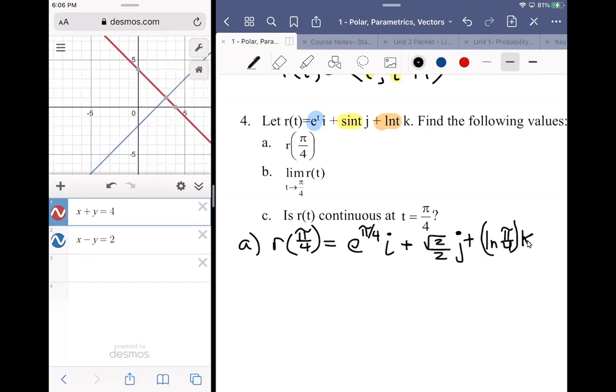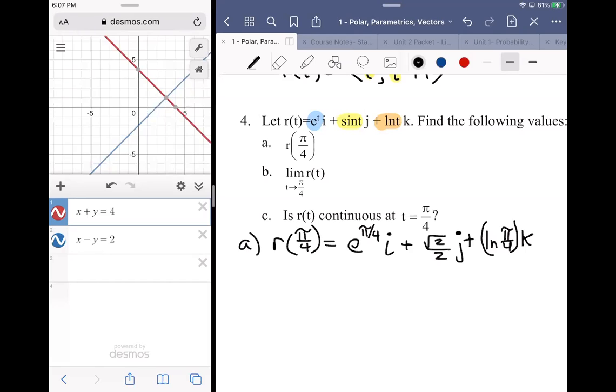All right. Now, this function, it's really asking, is it continuous? In order to answer A and B, you sort of have to have a sense of whether or not it's continuous going into the problem. But there's no reason to think that it wouldn't be, because the only function in this vector valued function that might break continuity is the natural log, because e to the t and sine of t are everywhere continuous. The natural log of t is the only one that gets a little wonky.